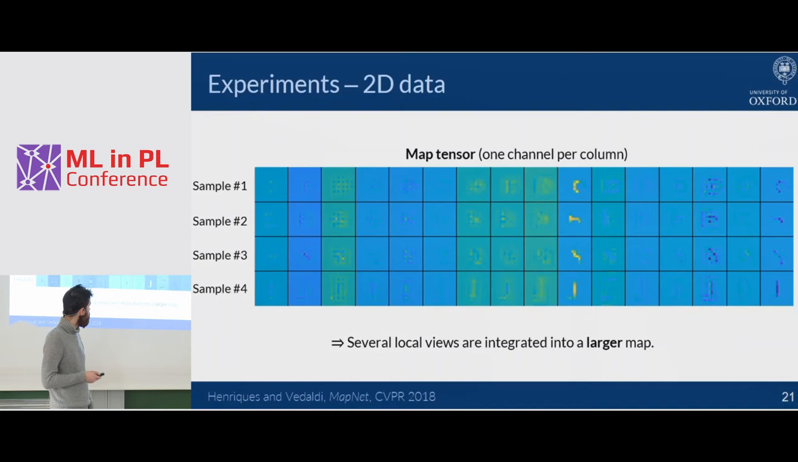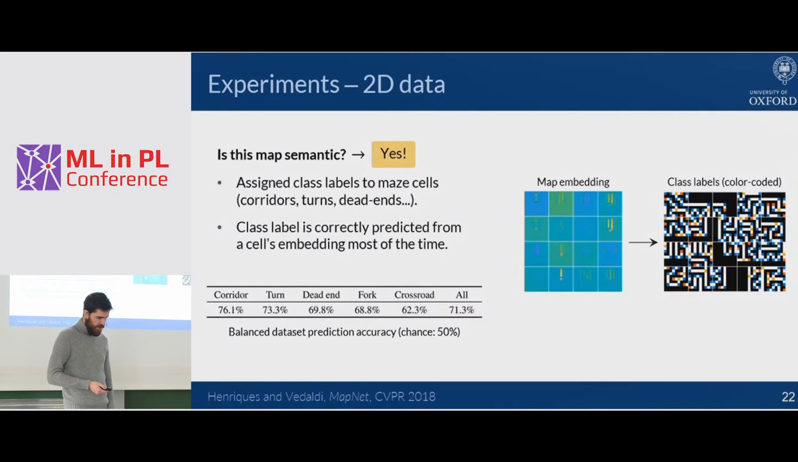So I tried to be a bit more systematic about showing whether this actually encodes any semantics. What I did was just label each cell of the maze with either being a corridor or a dead end or a crossing, an intersection, that kind of thing. So those are ground truth labels for what each cell corresponds to.